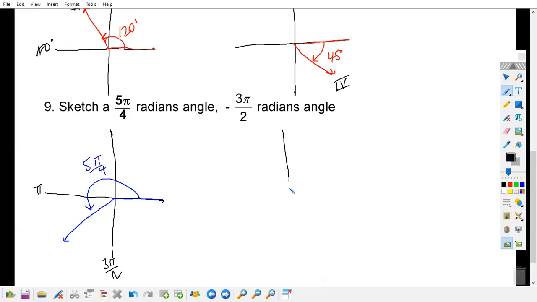All right, let's try another one. This time we have negative 3 pi over 2. Where's negative 3 pi over 2? No, it's on the positive y-axis. Negative 3 pi over 2 is on the positive y-axis. Because it's negative, that means at my initial side, instead of going counterclockwise, I am going clockwise. Yes? No? Maybe so?